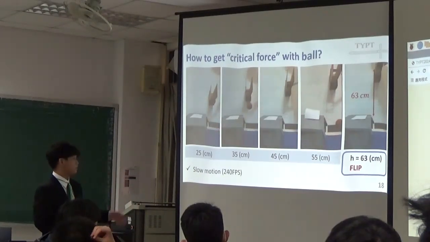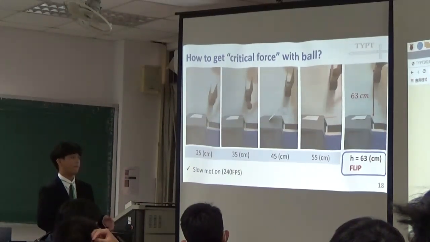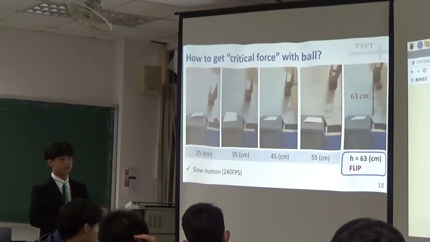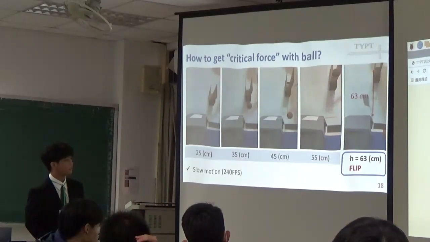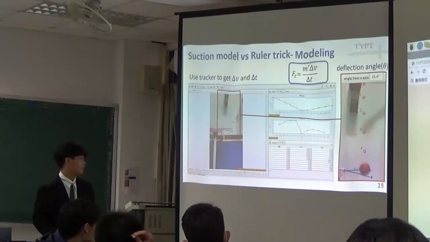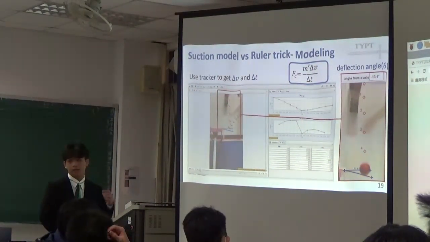And here's how we get the critical force with the ball. So I increase the drop height every single time, until the drop height is enough for the ruler to fall down. So in this case, you can see that when the height is equal to 63 centimeters, the ruler will flip. So we can import this video into Tracker to know the change in the velocity and the contact time.